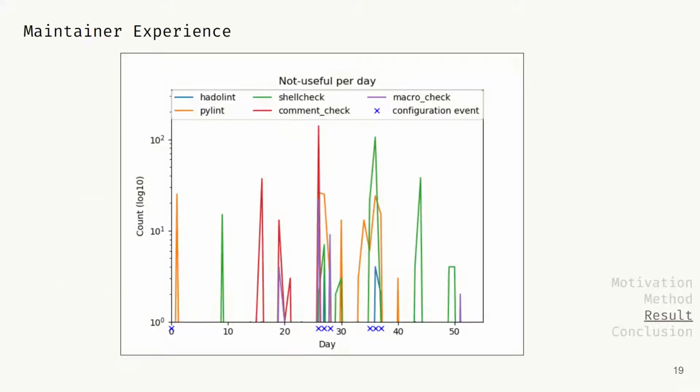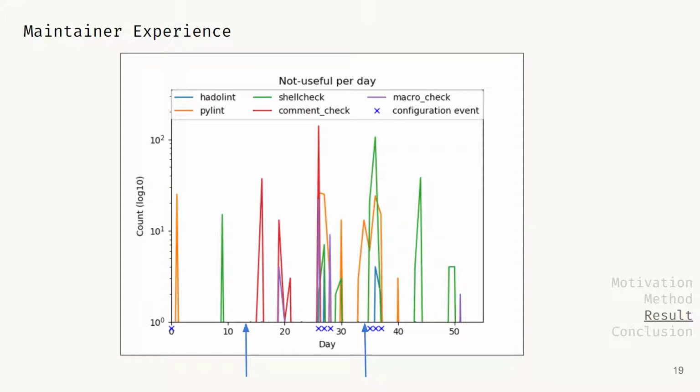a survey. Here you see a count of how many not useful clicks we got per day on a log 10 scale. Around this time the system was deployed for streaming, and around this time it was deployed for the whole R&D. The blue crosses signify instances where we disabled analyzer categories.